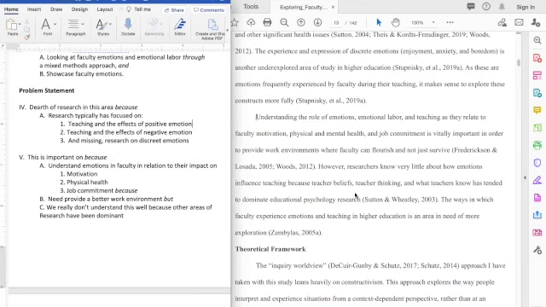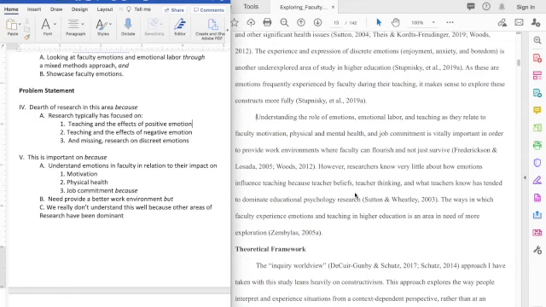However, researchers know very little about how emotions influence teaching because teacher beliefs, teacher thinking, and what teachers know has tended to dominate educational psychology research. The way in which faculty experience emotions and teaching in higher education is an area in need of more explanation. Let's take this apart a little bit further in our reverse outline. This is important because, so that answers why does it make sense to study it.